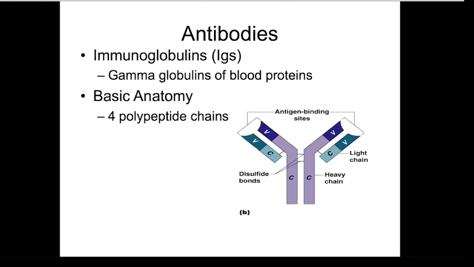They will have 4 polypeptide chains. Recall that a polypeptide chain is made up of amino acids, so we have 4 here. 2 of them are larger, so those are my 2 heavy chains, and I will have 2 light chains. Antibodies will have either a Y shape or a T shape.